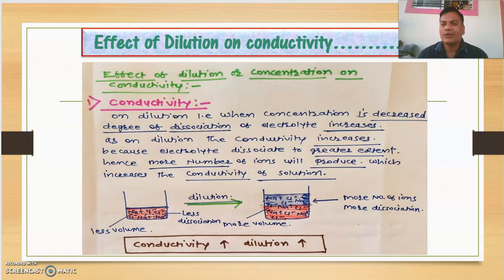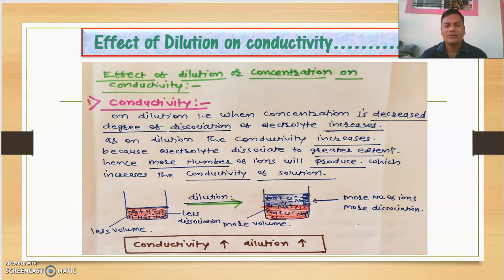Now this is the next point, after finishing equivalent, molar, specific and simple conductance. Now we have to see the effect of dilution on conductivities. Different types of conductivity we have discussed in the earlier lectures. The first point is the effect of dilution or concentration, because dilution and concentration are inversely proportional. When we dilute the solution, we decrease the concentration, and when we concentrate the solution, we increase the concentration. So the first point is conductivity. We will see what is the effect of dilution on conductivity.